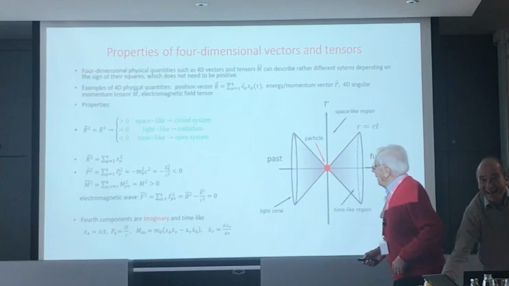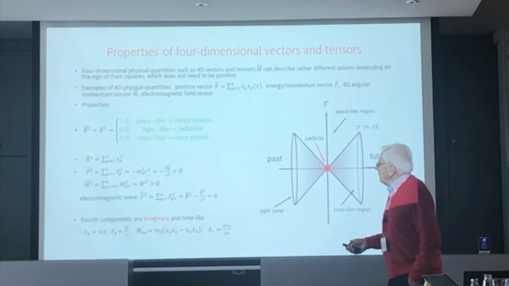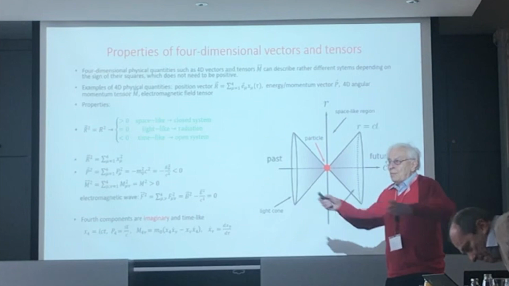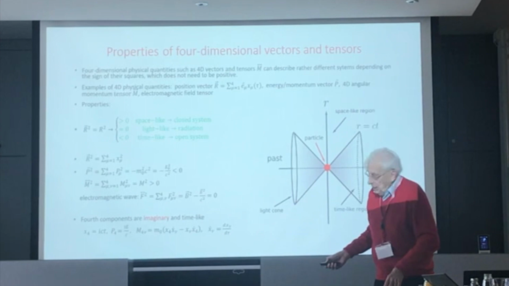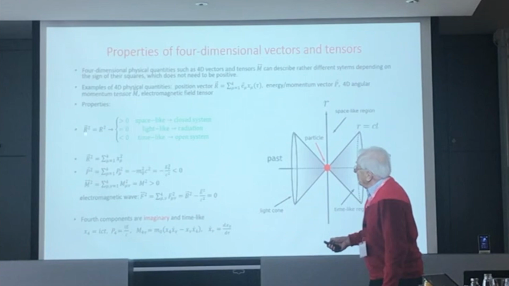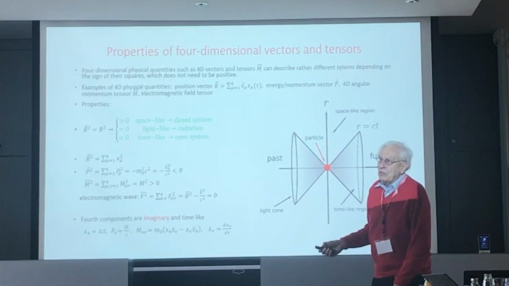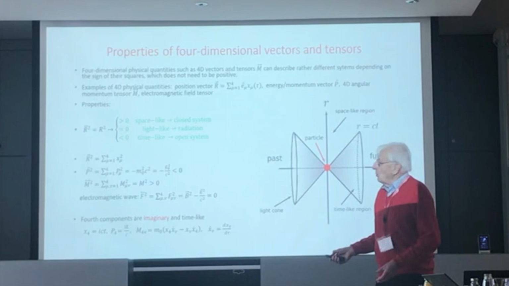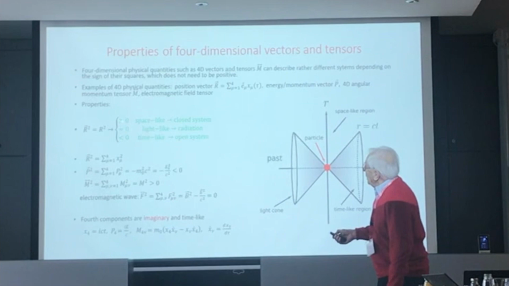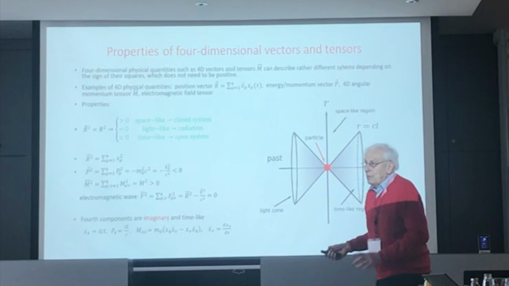If I have, for example, the four-dimensional vector, think of it as just a three-dimensional vector from here to here, plus the fourth component, which is time-like. Time-like means it's imaginary. Now if I take the square of this four-dimensional vector, it must not necessarily be positive, because the fourth component is imaginary, and if I take its square, it's minus. So this four-dimensional vector can have an absolute value that is not always positive, unlike in three dimensions.